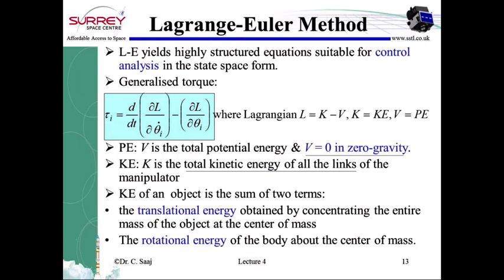So in the Lagrange-Euler method, we start by defining the Lagrangian function, which is a function of the energy. The Lagrangian is defined as the difference between the kinetic energy and the potential energy. So here I'm using the notation K for the kinetic energy, and I'm using the notation V for the potential energy.